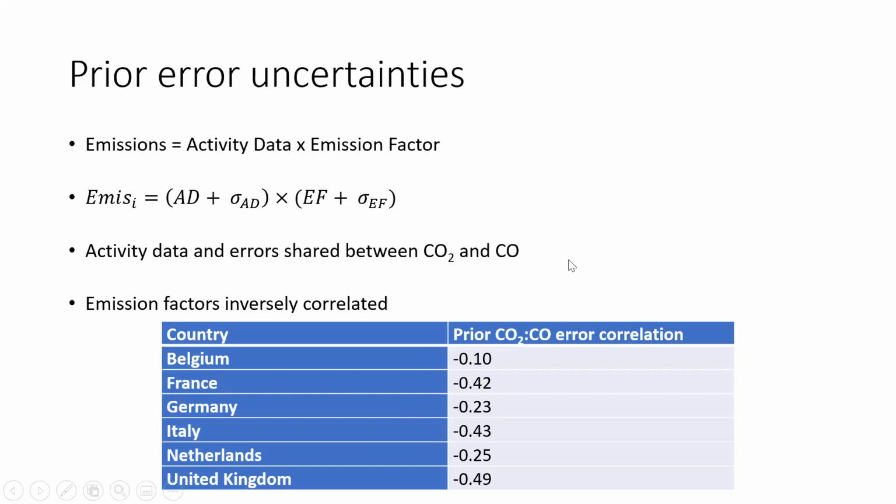If we assume this perfect correlation between activity data and a negative correlation between emission factors, then the magnitude of values that come out range anywhere from about minus 0.1 for Belgium to about 0.5 for the UK. Even so, these are still quite small relationships between the countries that fall short of that 0.7 that was mentioned earlier.